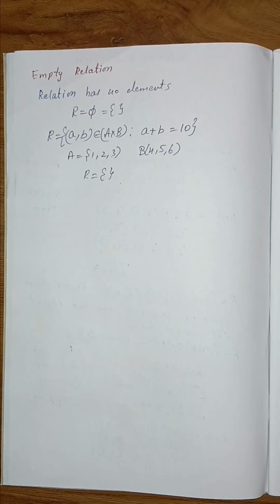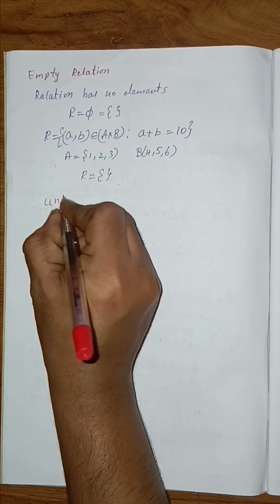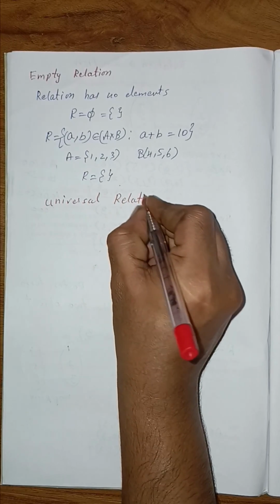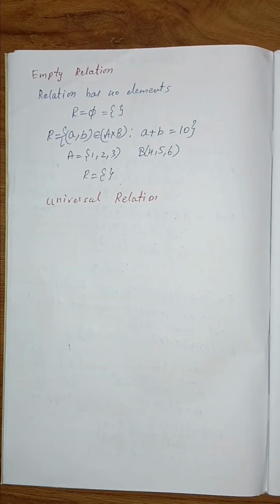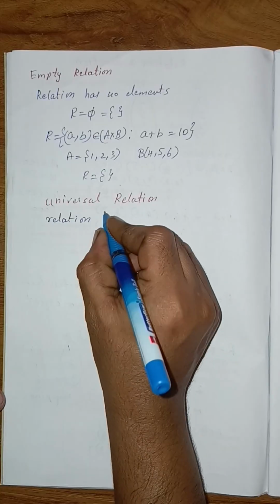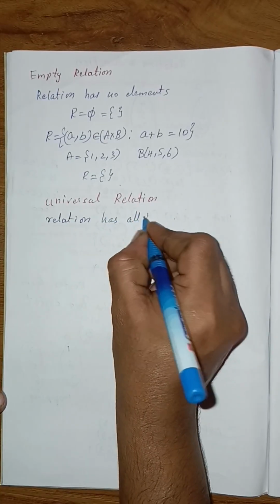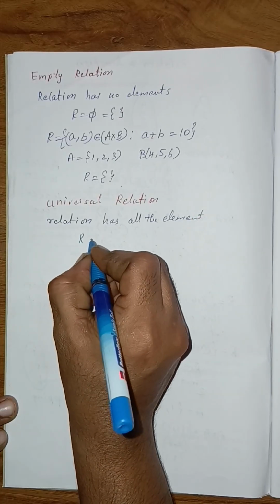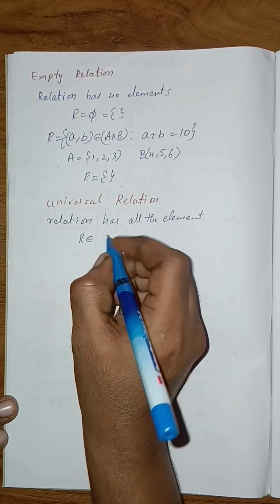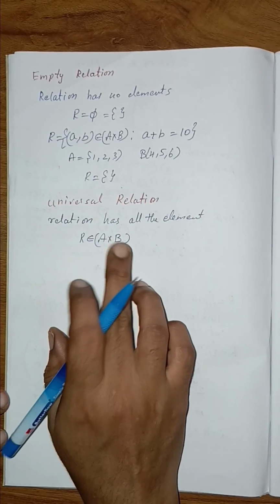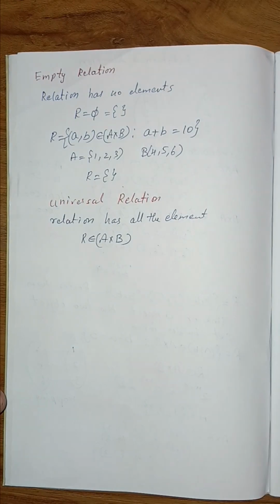The next is the universal relation. So the relation will have all the ordered pairs of A cross B. That is, the relation will have all the elements, it is equal to all of A cross B. Means all the ordered pairs of A cross B is called the universal relation.